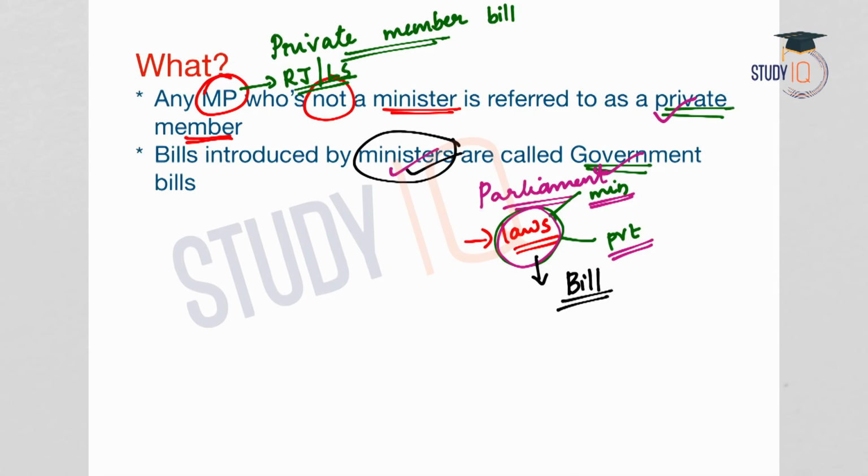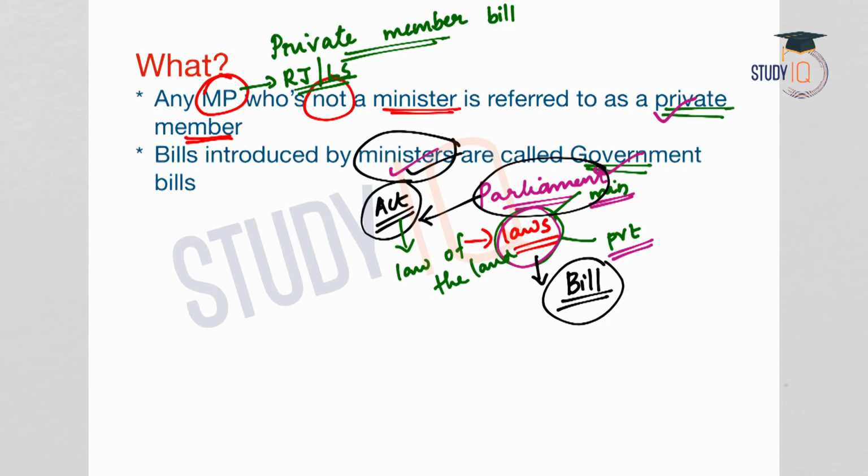So, if a minister or a private member wants to bring in a new law for the country, he or she will have to initiate it in the form of the introduction of a bill, and the bill will be discussed and debated in the parliament. Once the bill is passed by both the houses of the parliament and gets the assent of the president, it becomes an act. Once a bill becomes an act, it becomes the law of the land. So this is how parliament is the lawmaking body of the country.